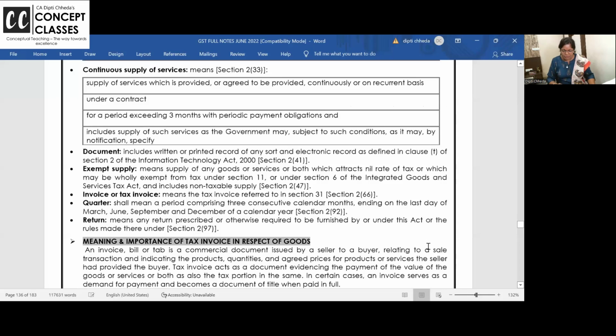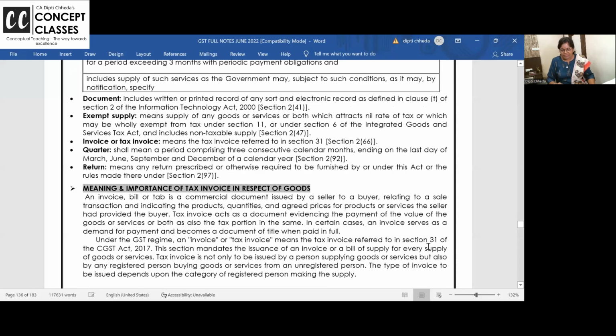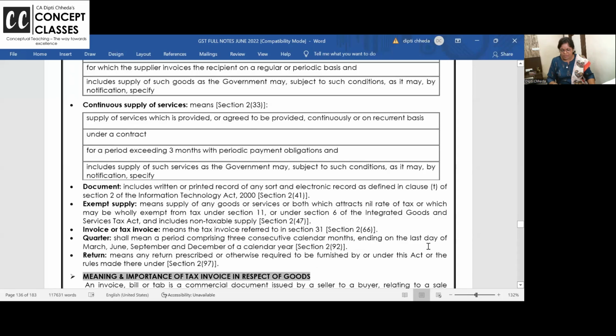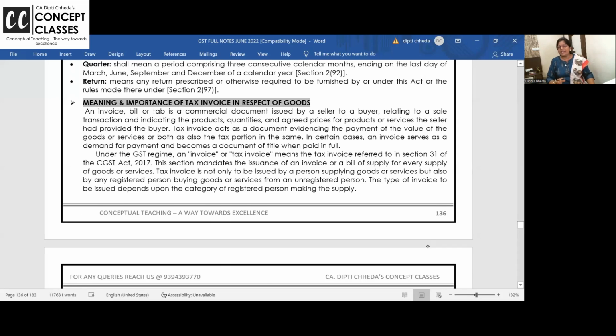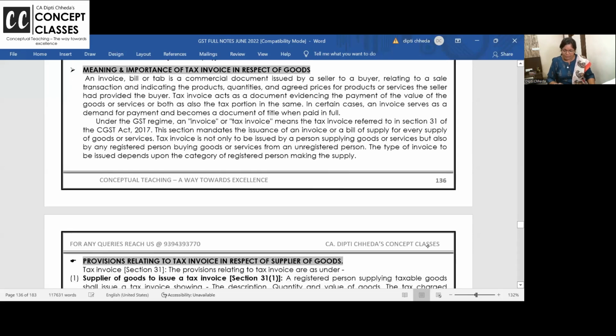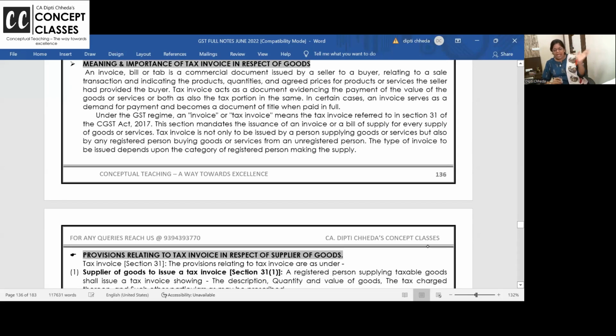Definitions I have given, dear students, but we already know all these definitions. What do you mean by continuous supply of goods and services? ये सब हमने कहाँ देखा था? In the third chapter only. Right. And tax invoice का importance क्या है? If you can issue the tax invoice, the other person can take input tax credit.